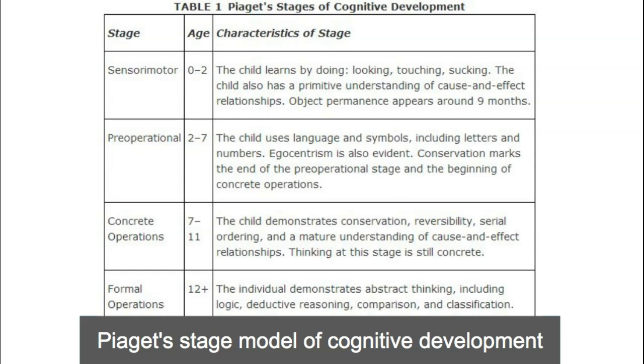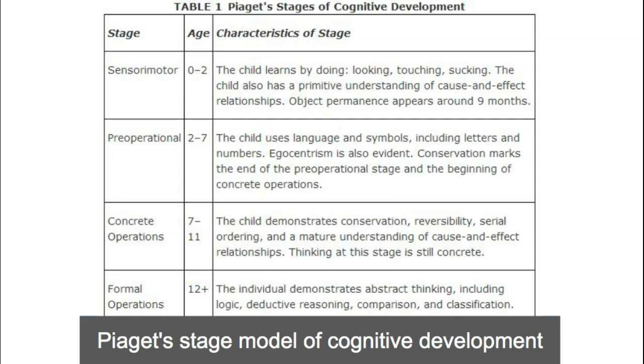And Piaget, one of his big experiments, or one of his big theories, is the stages of cognitive development. Essentially he was able to identify and break down the different types of learning that happen to all of us between age 0 and 12 plus. He said that the sensory motor stage is from birth to age 2, where an infant learns by doing, by looking, by touching, and develops a very basic notion of cause and effect.